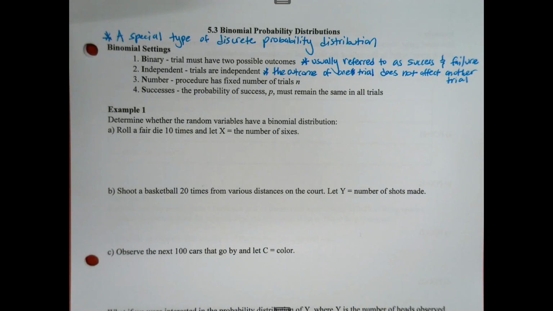Our N represents the number. The procedure has to have a fixed number of trials. For example, we're going to select 5 cards, or we are going to roll a dice 10 times. That would be a fixed number of trials.